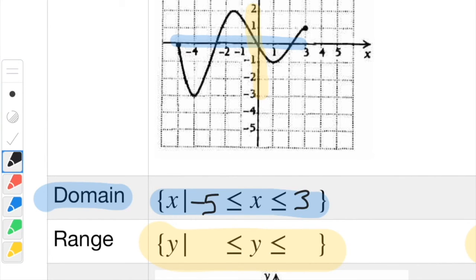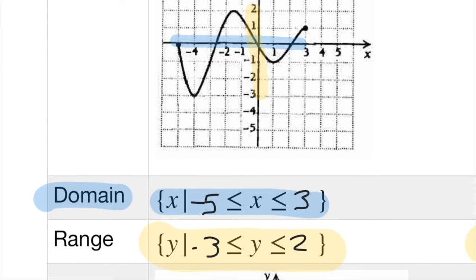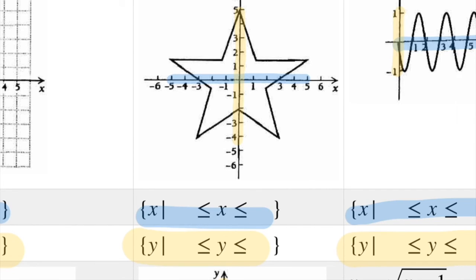The range is going to be all the y values that satisfy this other condition, that they go between -3 and +2. You can see that here. They go from -3 all the way up to +2. Here, the domain is all x such that -5 is less than or equal to x is less than or equal to +5. The y values span -4 to +5.